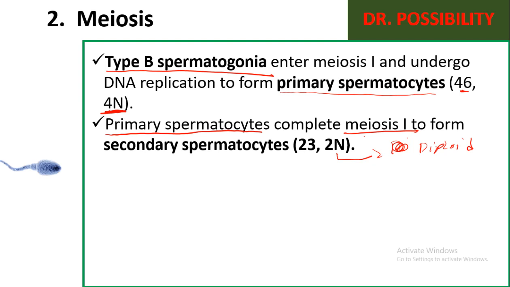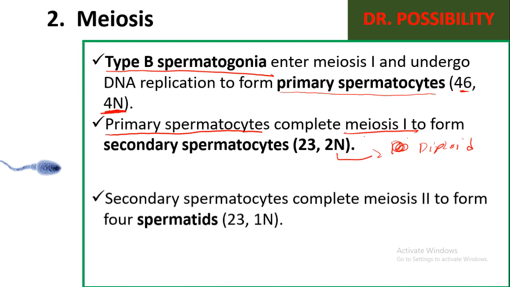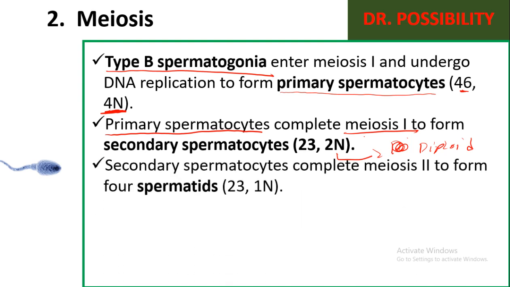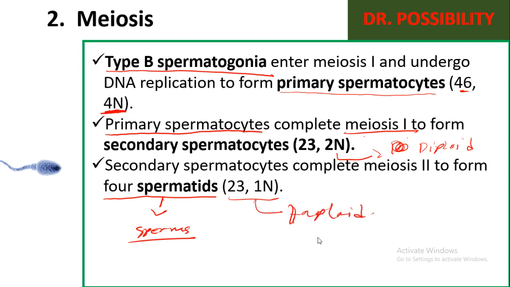Now, primary is going to secondary. Secondary automatically needs to undergo the process of what? Meiosis 2. So this process of meiosis 2 is now going to produce what? 4 spermatids. These 4 spermatids are what we are calling the what? The sperms. Okay? So 4 spermatids will be formed, and these 4 spermatids are going to have a haploid number of what? Of chromosomes.